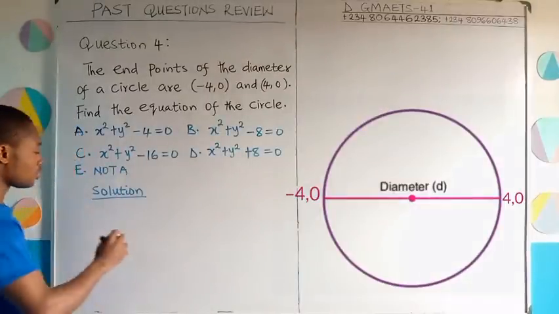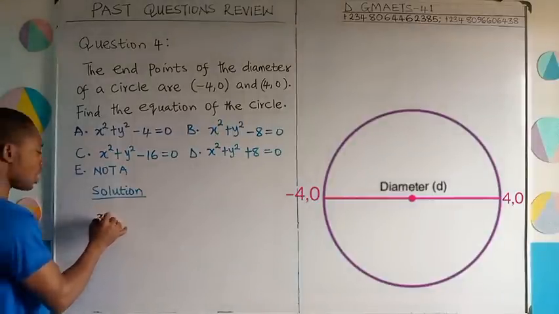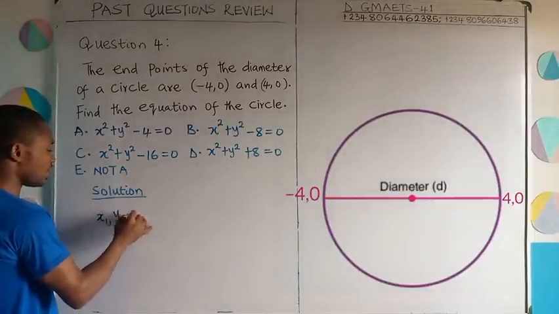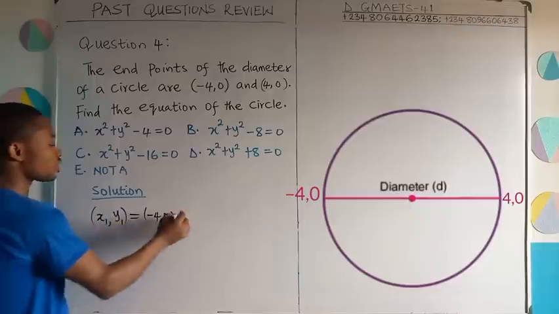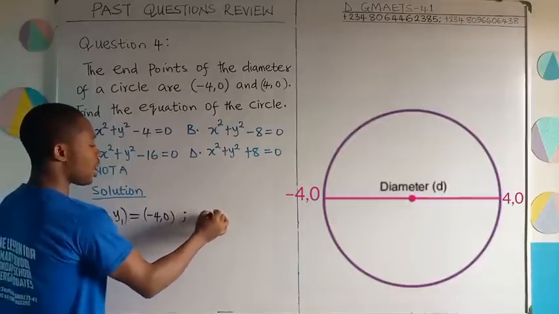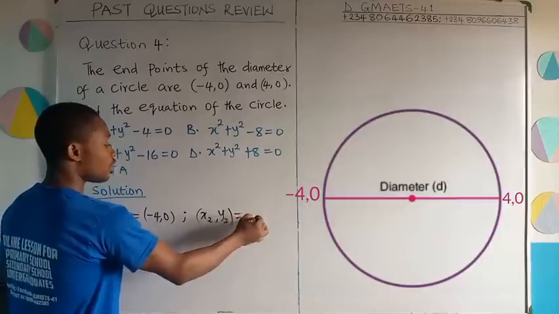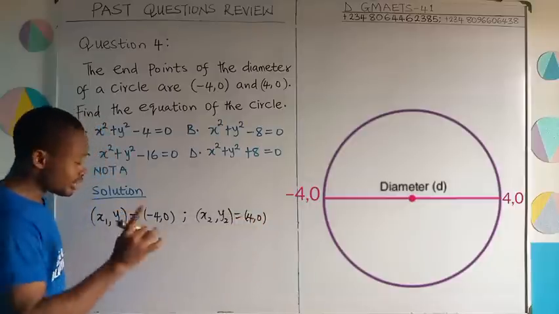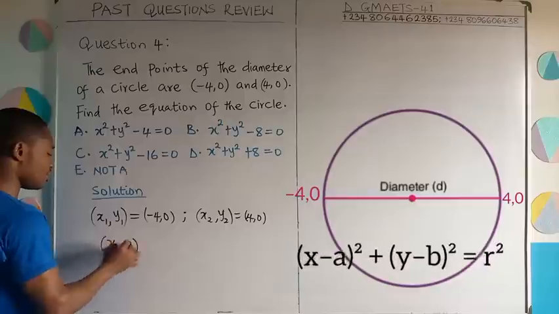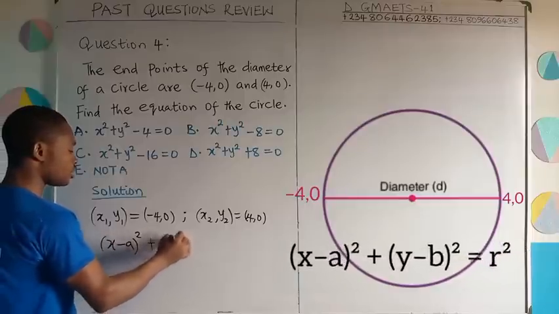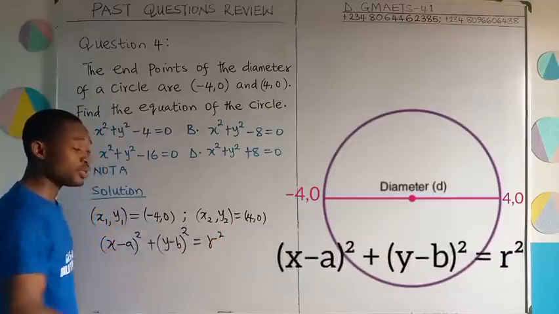I've told you what I'm going to use in solving the question. Now we are given these coordinates. I will call it x1, y1, and that is equal to minus 4 comma 0. All right, and then we're also given x2 comma y2, and this one is equal to 4 comma 0. And I told you that I'll be using the standard equation of circle, x minus a raised to power 2 plus y minus b raised to power 2 equal to r squared, where r is the radius.